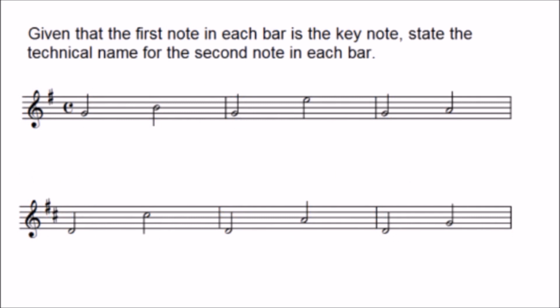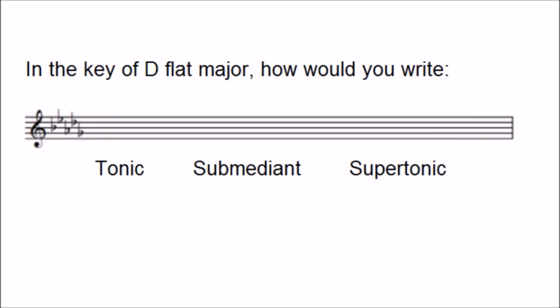Given that the first note in each bar shown here is the key note, state the technical name for the second note in each bar. In the key of D flat major, how would you write the tonic, submediant, and supertonic notes?